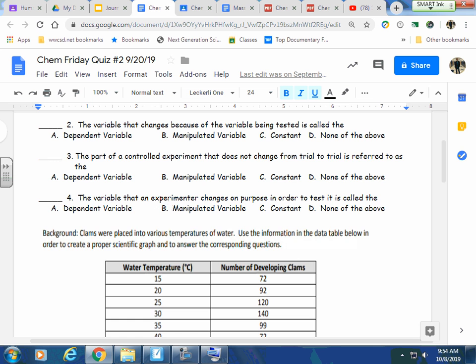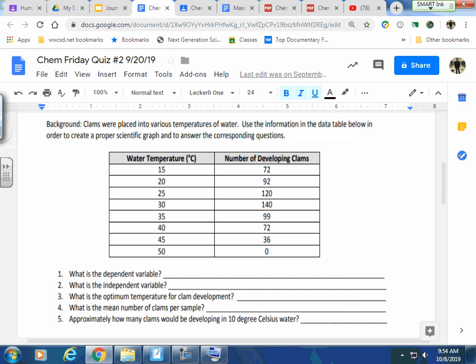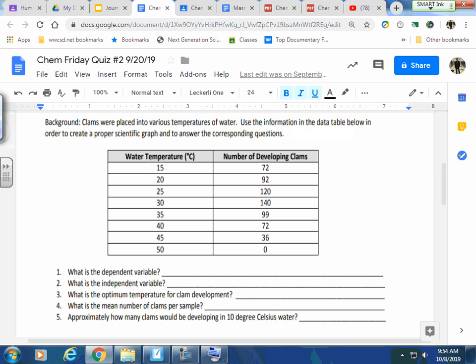All right, just going over the graphing stuff, you are going to have to graph again, of course. All right. So in this experiment, clams were placed into various temperatures of water. Use the information in the data table below in order to create a proper scientific graph and to answer the corresponding questions. So we have our different water temperatures. So this is what we're changing on purpose, which means this would be what we are manipulating.